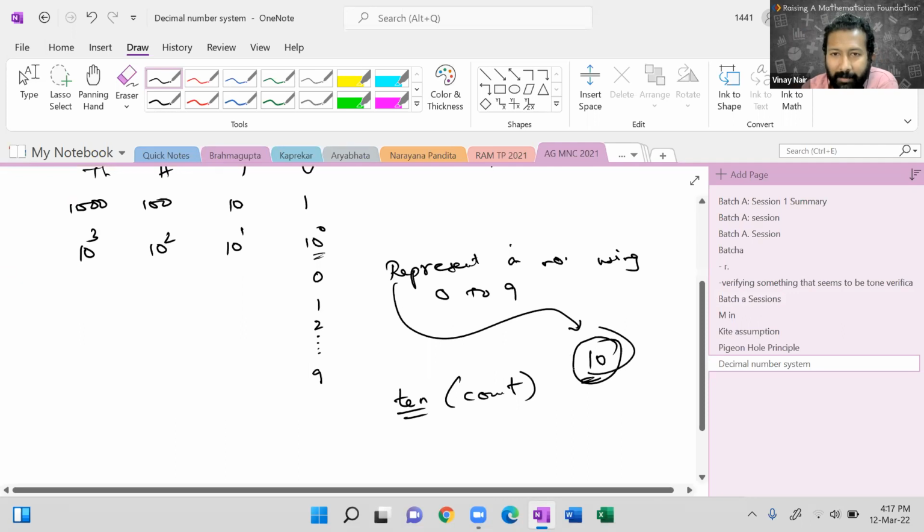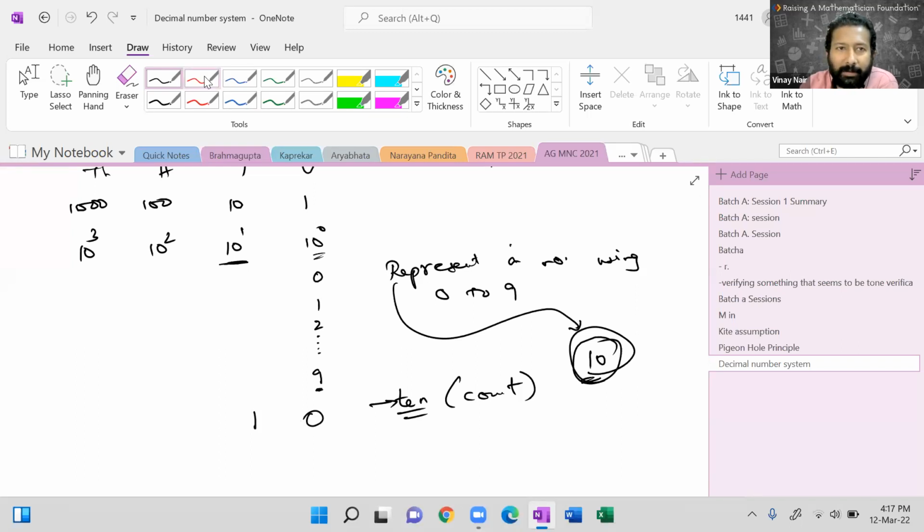Now, why is 10 represented as 1 0 and not 1 1? Because after 9, you don't have any digit whose value is 10, right? We don't have any digit. So what we do is we use place value. We shift this, so you place a 1 here and you place a 0 here.